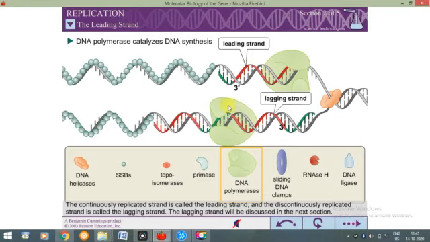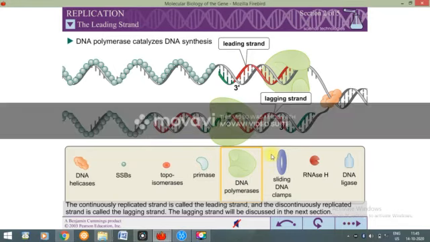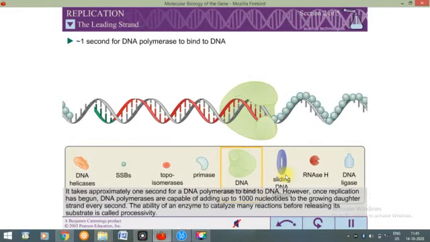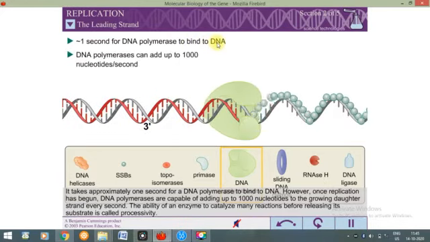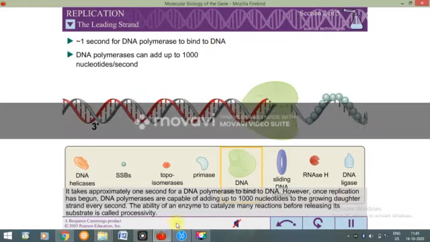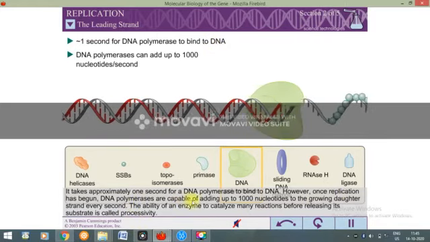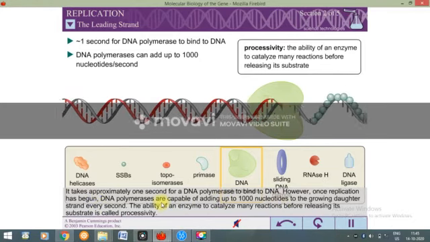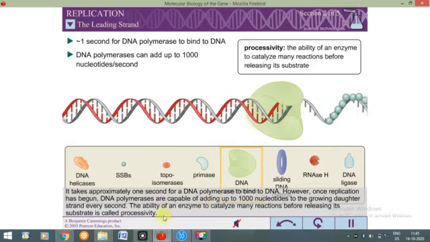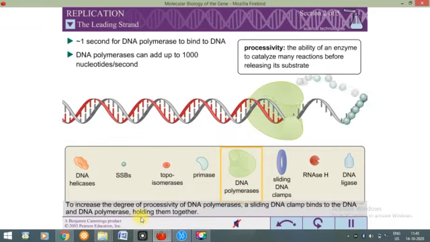Okay, let's move ahead. This sliding DNA clamp is not in your syllabus. Just remember this, that it increases the efficiency of this DNA polymerase. Let's see it. As you can see, it takes approximately 1 second for DNA polymerase to bind to DNA. However, once replication has begun, DNA polymerase is capable of adding up to 1000 nucleotides to the growing daughter strand every second. The ability of an enzyme to catalyze many reactions is called processivity.